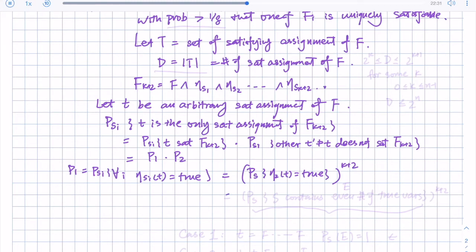So then let's recall the gadget. The gadget is satisfied when there are an even number of true variables in S. So we say this is the probability that S contains an even number of true variables.